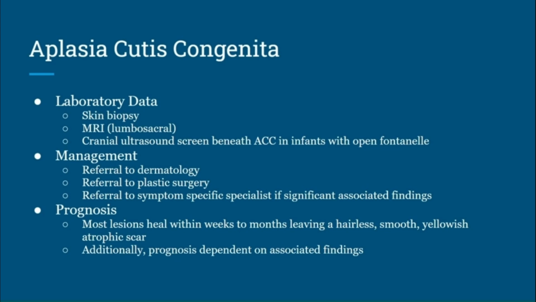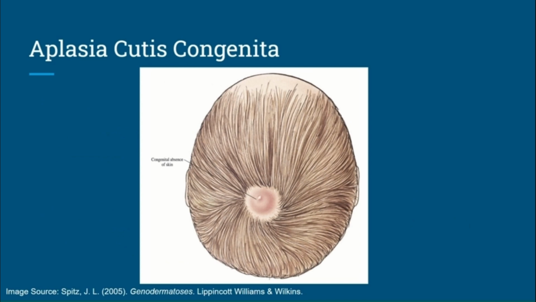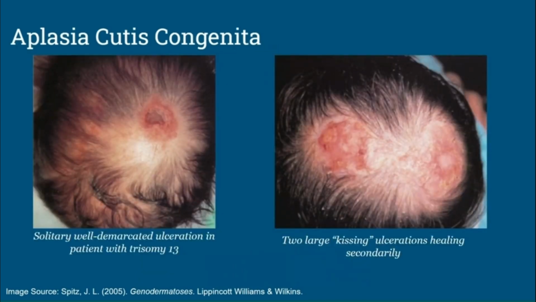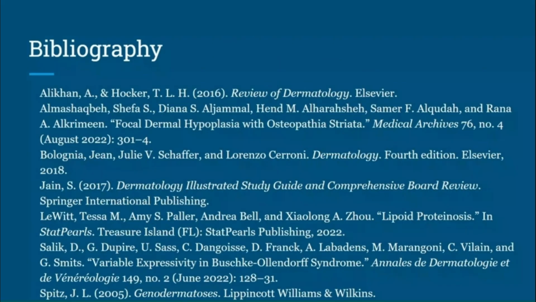Management here, you're going to go to derm, you're going to go to plastics, and you might need to see a specialist more specific for your phenotype. The prognosis here includes most lesions healing within weeks to months, and it ultimately leaves a hairless, smooth, yellowish, atrophic scar, unfortunately, but it does heal. And here's a good example of where one would be. Here are some examples of them healing more secondarily, and more severe ones compared to others.